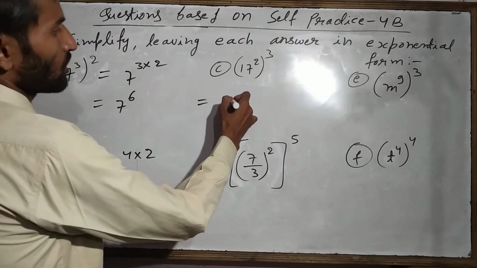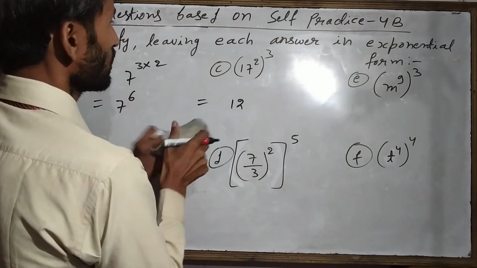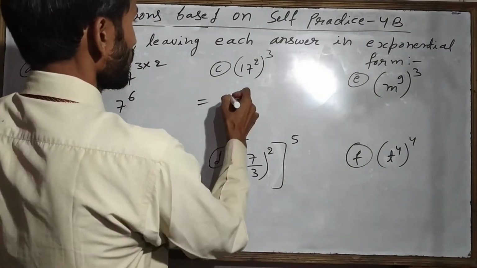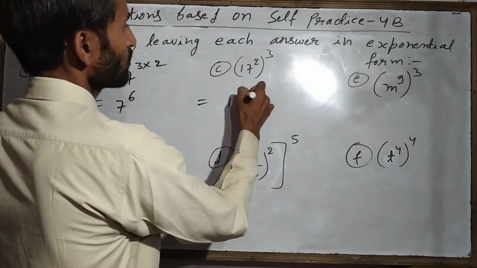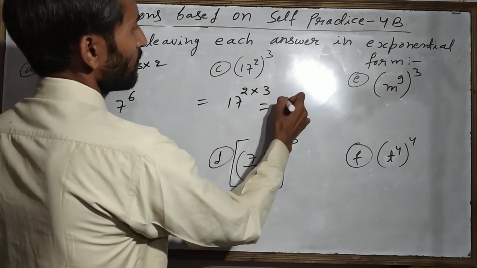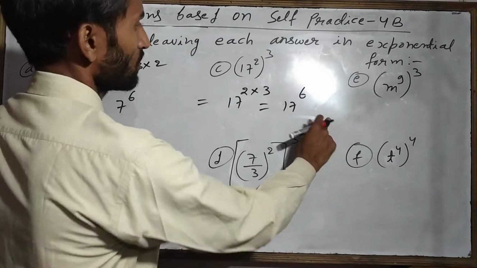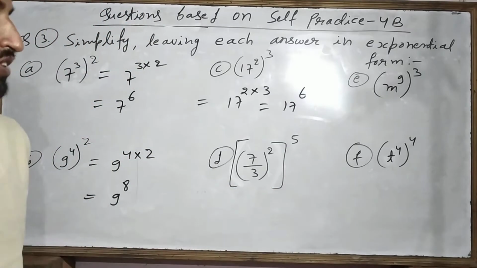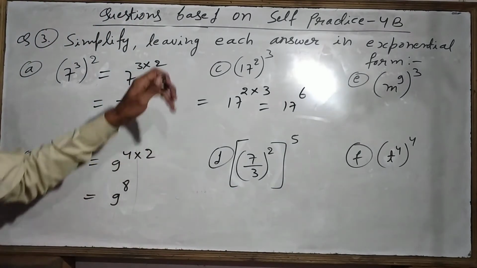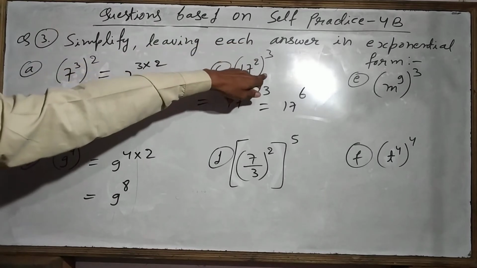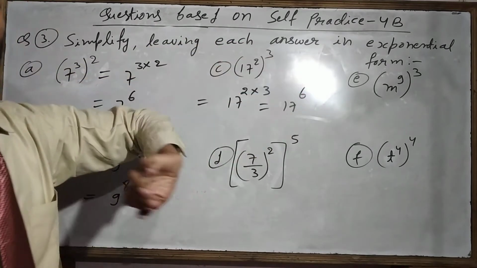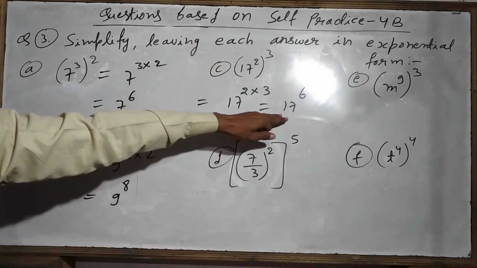Next one, 17 power 2, so 17 square, 17 power 2 and whole power 3, means 2 into 3, it will come 17 power 6. This is the final answer. Okay, so very simple, we just have to remove this small bracket, then multiply both the powers. That's it. This is the final answer.